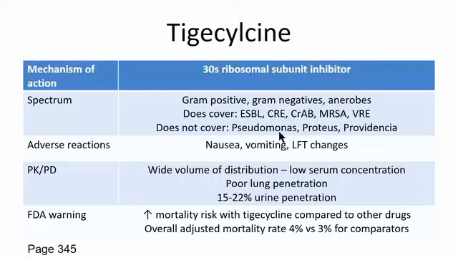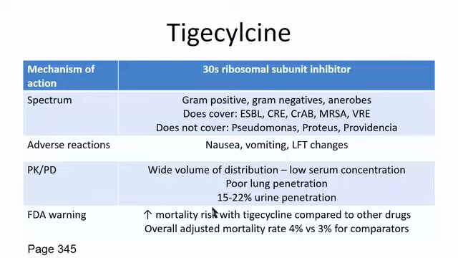However, what we know of it is not good news. It is really widely distributed and therefore has low serum concentration, so not great for bacteremias. It also has poor lung penetration in terms of ELF. It also has poor urine penetration, so for a lot of our blood infections, pneumonias, and whatnot in the ICU, it might not be a great choice by itself. And there is this FDA warning associated with tigecycline that basically suggests that tigecycline, compared to other therapies, has an increase in mortality rate.